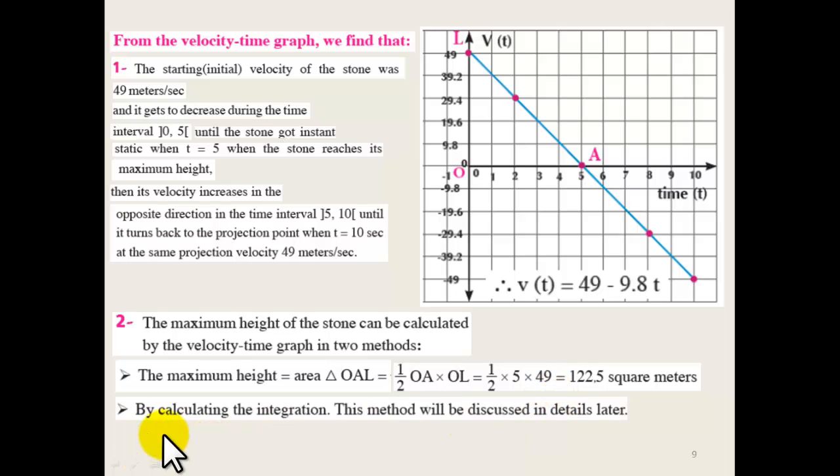Or we can get the maximum height by calculating the integration. This method will be discussed in detail later.